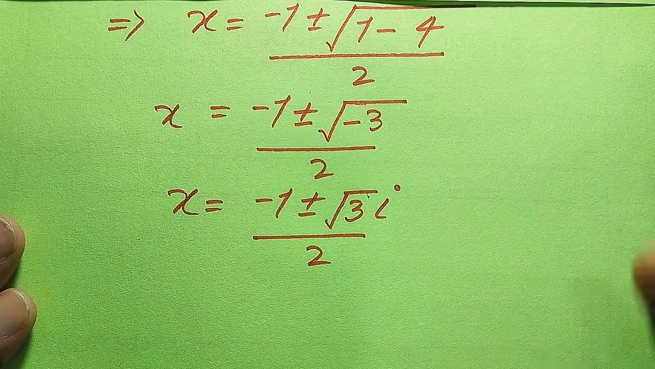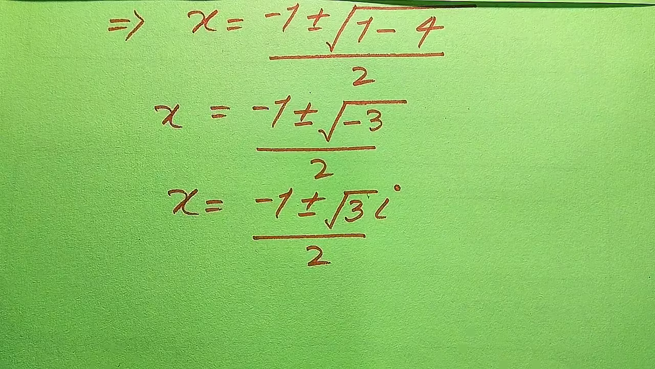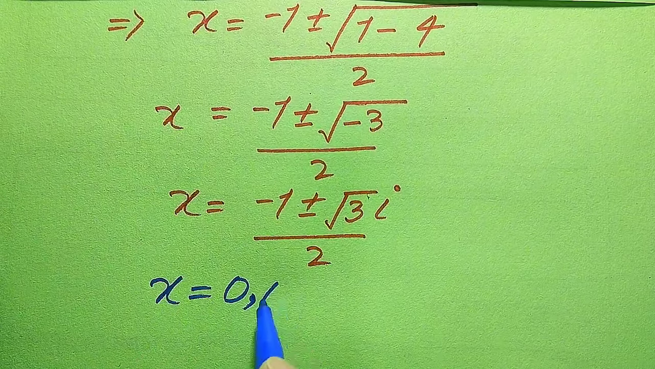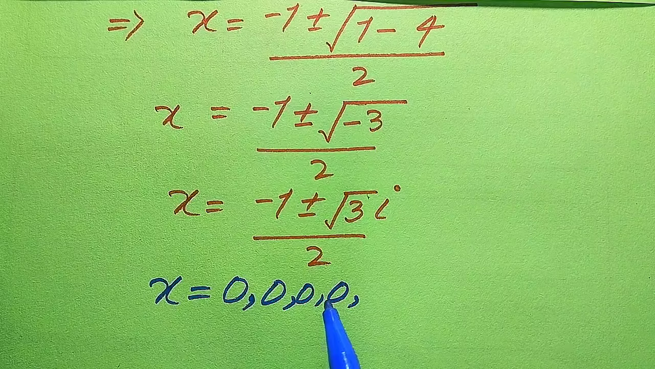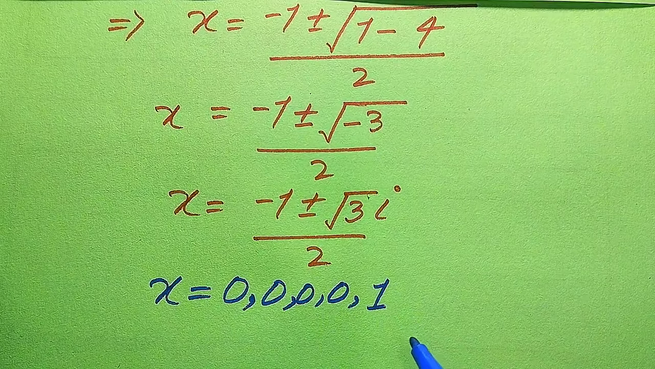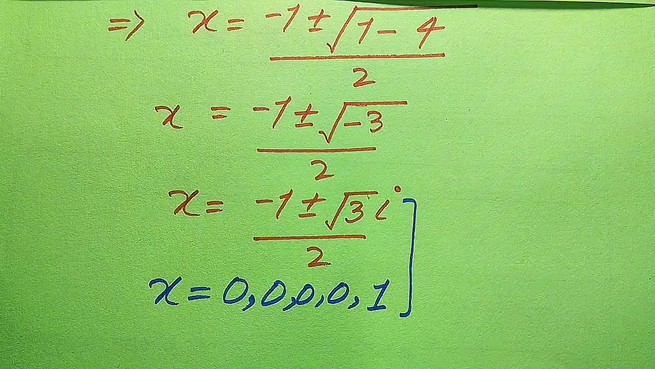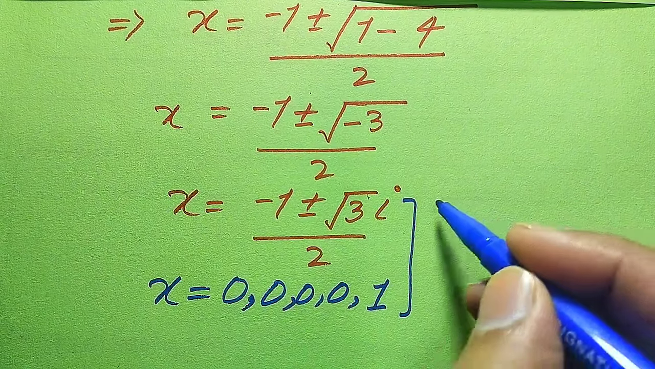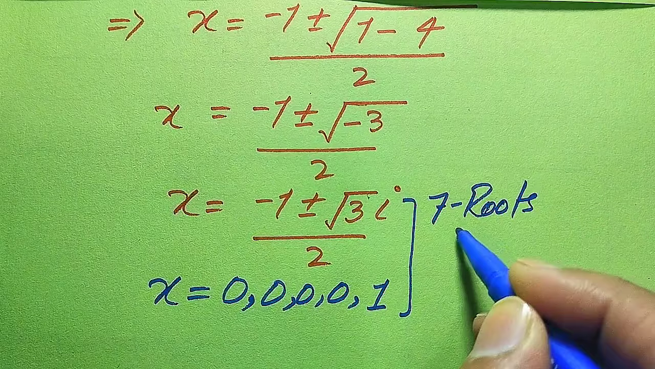So these are the two complex roots of the given equation, and we have x equals 0, 0, 0 and 0. These four roots are repeated real roots, and one is also a distinct real root. So these are the total 7 roots of the given equation, in which 5 roots are real and 2 roots are complex. Okay, so these are the total 7 roots of the given equation.